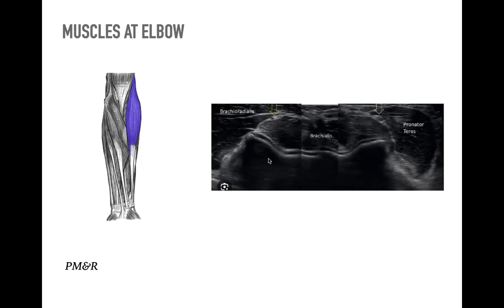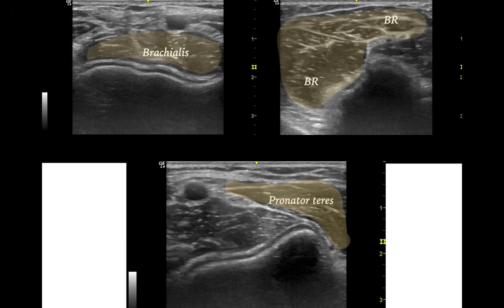To see the muscles at the elbow, first you have to try to get the hyaline cartilage. This is a very beautiful image at the level of the elbow where you can see the hyaline cartilage, and the muscle just above that will be brachialis, radially you have brachioradialis, and medially you will have pronator teres. This will be a classical image you get when you keep the probe at the level of the elbow: brachialis in the middle, brachioradialis laterally, and pronator teres medially.